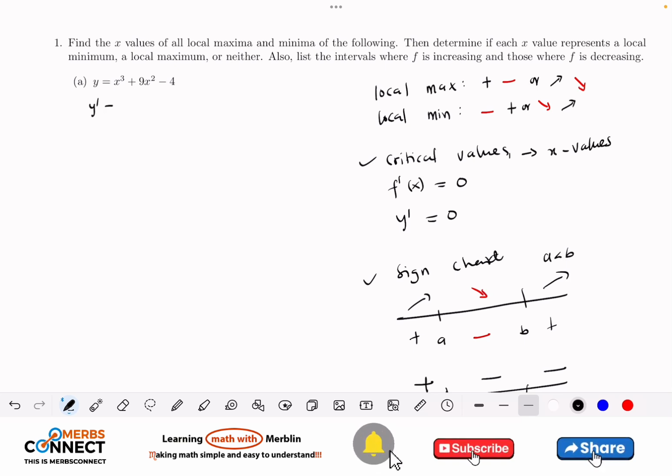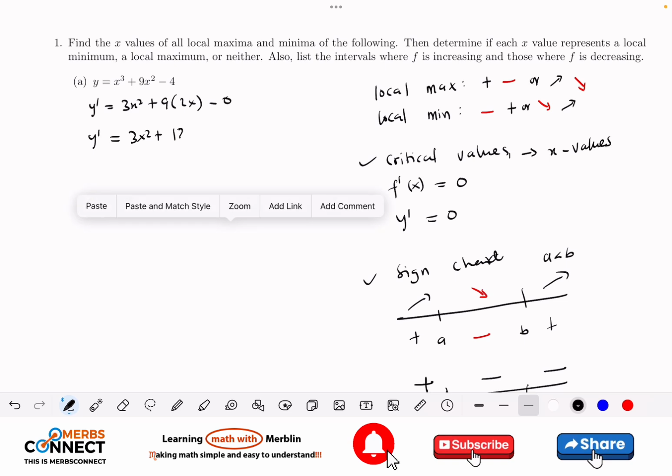So y prime will be equal to, when I differentiate x to the power 3, what am I going to get? I'm going to get 3x squared, right? Plus, when I differentiate 9x squared, what am I going to get? 18x minus 0. So when I simplify, I'm going to have 3x squared plus 18x. This is what I'm going to get.